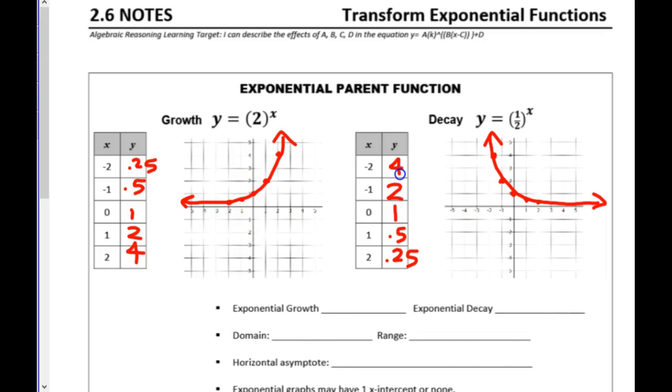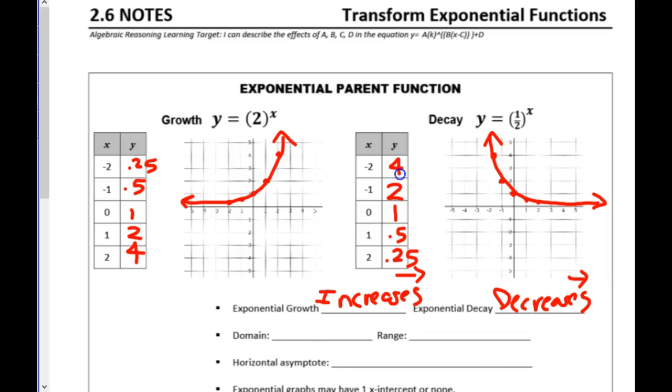Now you might remember there's names for these. One is called exponential growth. The other is exponential decay. Okay? So exponential growth increases as it goes to the right. So 2 to the power of x is exponential growth, because as we go to the right, it's going up, increasing. Exponential decay decreases as it goes to the right.